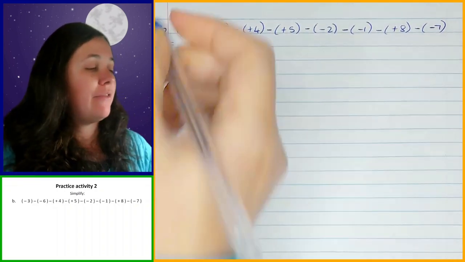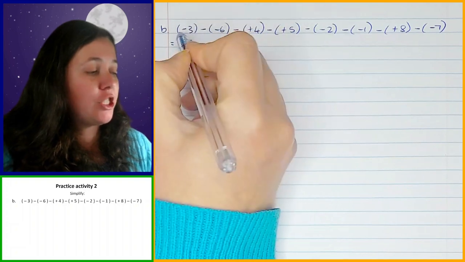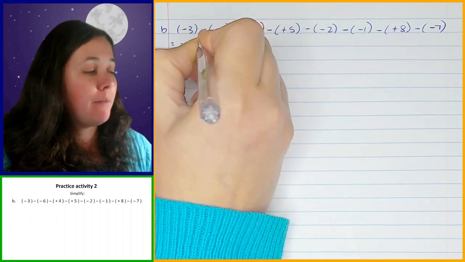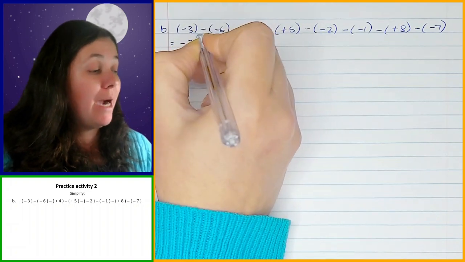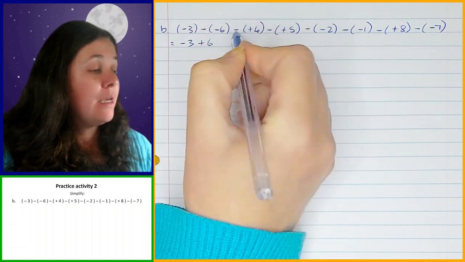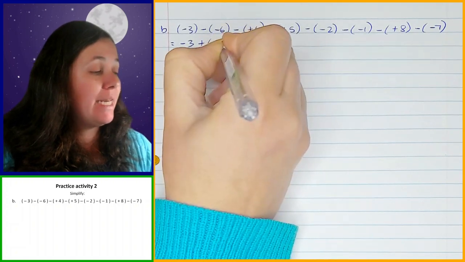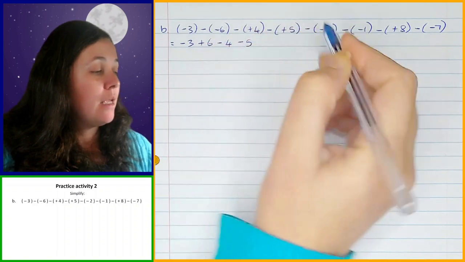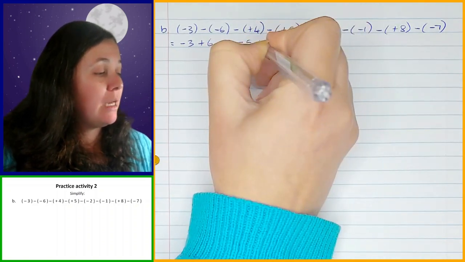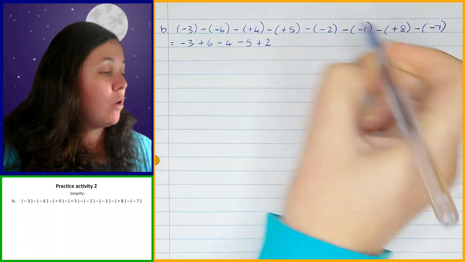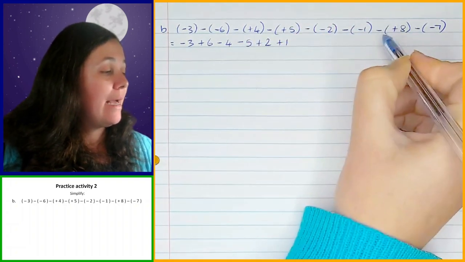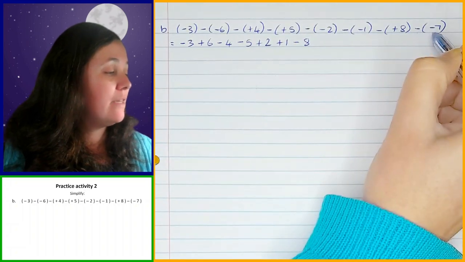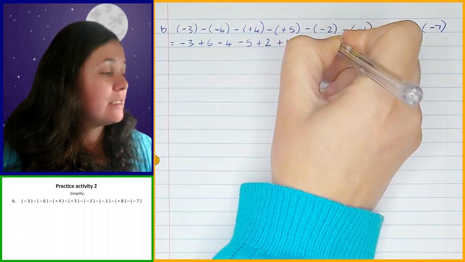So I'm going to have negative 3 because that doesn't change because it's a plus in front. And then minus negative 6 becomes plus 6. Then minus positive 4 becomes minus 4. Minus positive 5 becomes minus 5. Minus negative 2 becomes plus 2. Minus negative 1 becomes plus 1. And minus positive 8 becomes minus 8. And finally, minus negative 7 becomes plus 7.